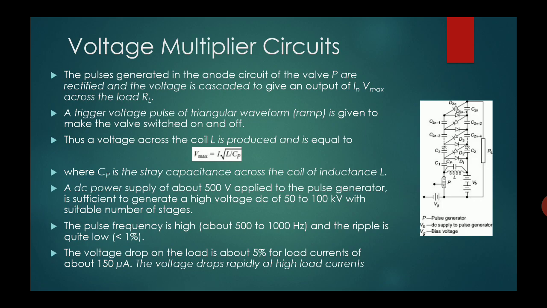So this is a typical voltage multiplier circuit. We have a pulse generator, which is connected to a set of capacitances and rectifiers, which is fed to a load RL. Now this valve switch is triggered by a triangular pulse generator, and the voltage across the coil L is equal to I into root over L by Cp.